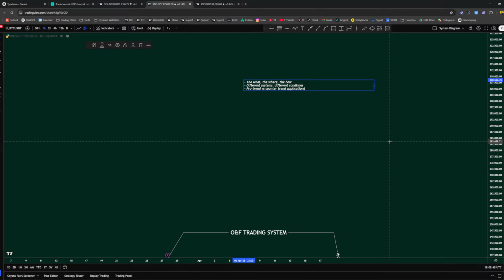Right, pro trend versus counter trend. You should have different systems, or at least different risk margins for trades you're taking that are pro trend versus counter trend. Those that follow me and know my style of trading know that I'm always a proponent, always an advocate of pro trend trading.